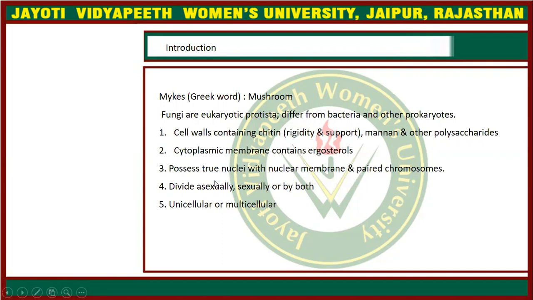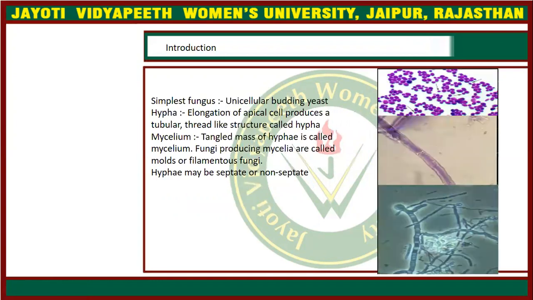Fungi divide asexually and sexually, in both ways, and these fungi may be unicellular or multicellular. Most of them are multicellular organisms. The simplest fungi are unicellular. Here we can see a single cell.